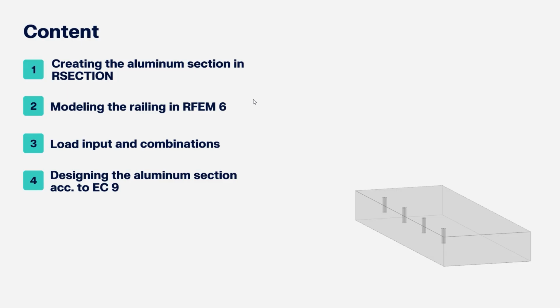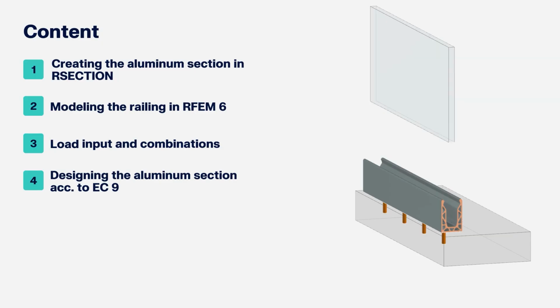I'm pleased to present to you today the structural analysis of a glass aluminum railing. The focus is on an aluminum base profile. This profile is anchored to a supporting surface with screws. The glass panel is fixed in place using clamps within the base profile.